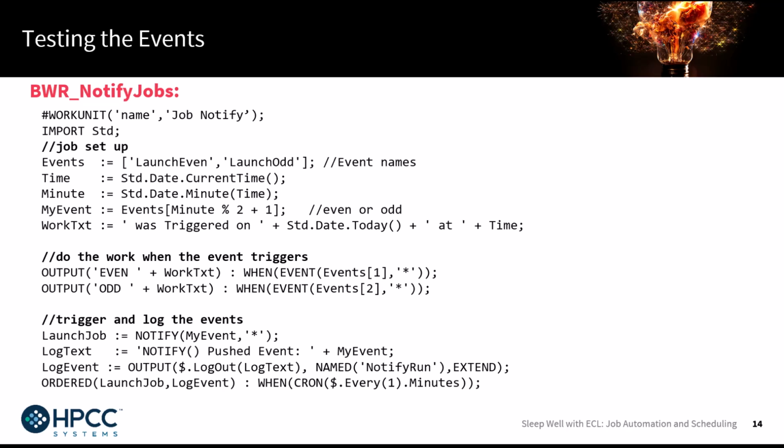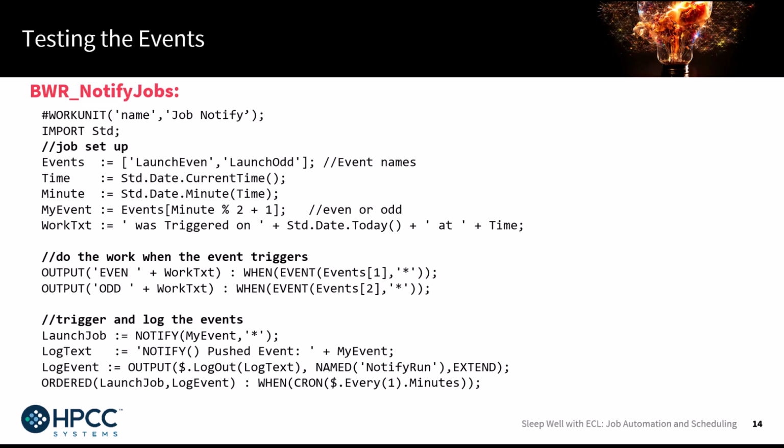Down at the bottom, we have the log text definition that just defines the text for the logout function used in the log event action. Note that the output action in the log event definition does use named and extend options, but does not have the when workflow service appended to the definition. This creates the extensible log of event triggers for the particular work unit.